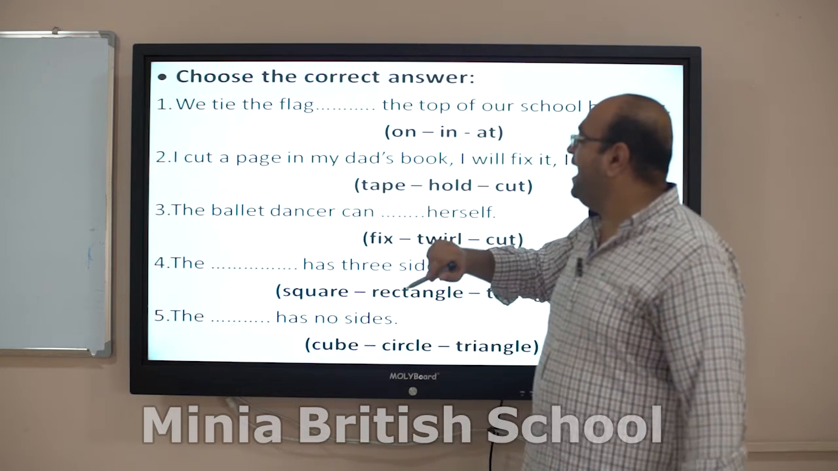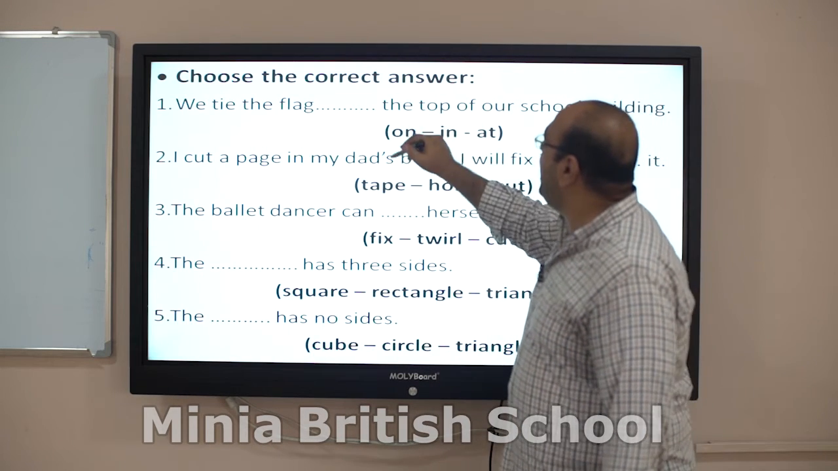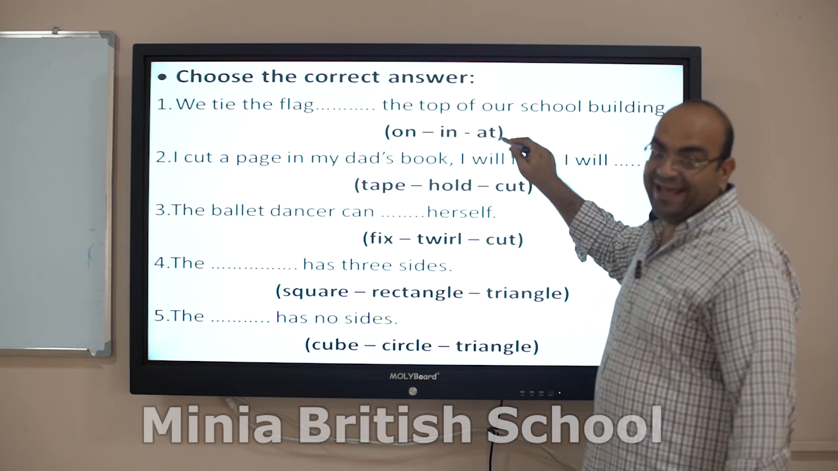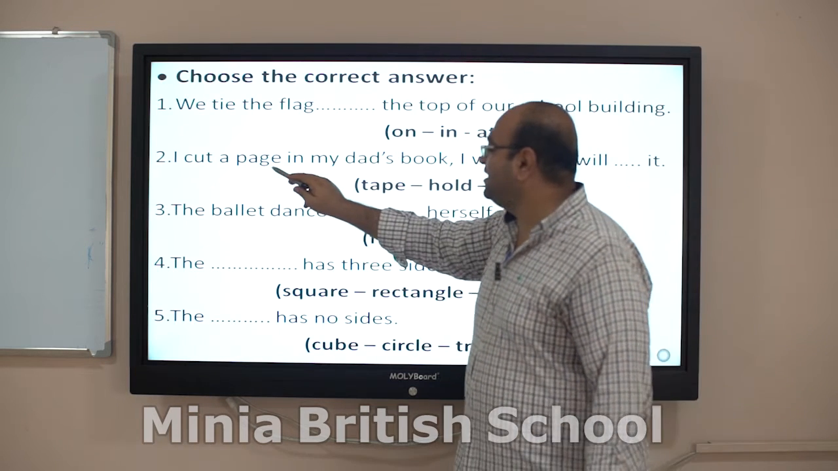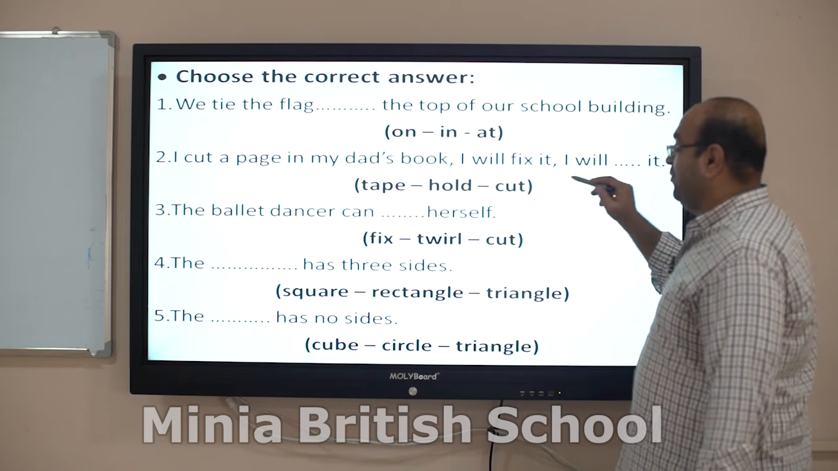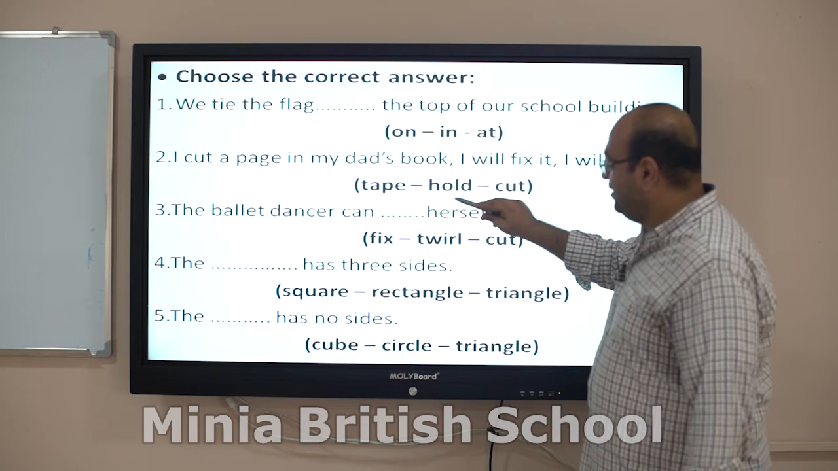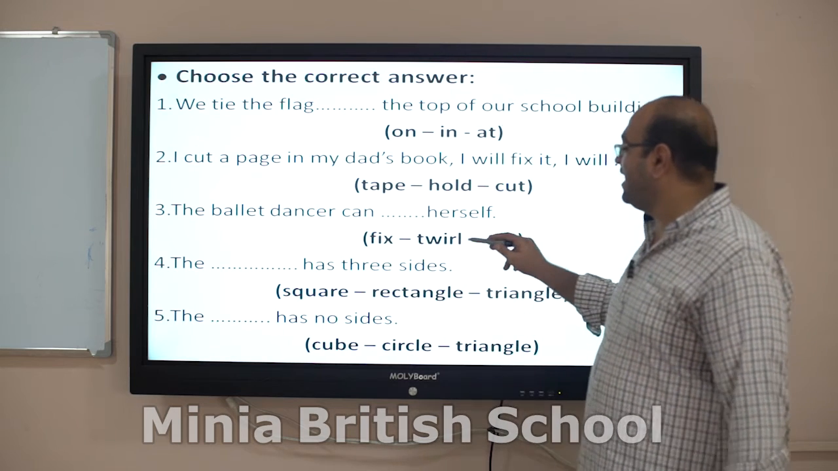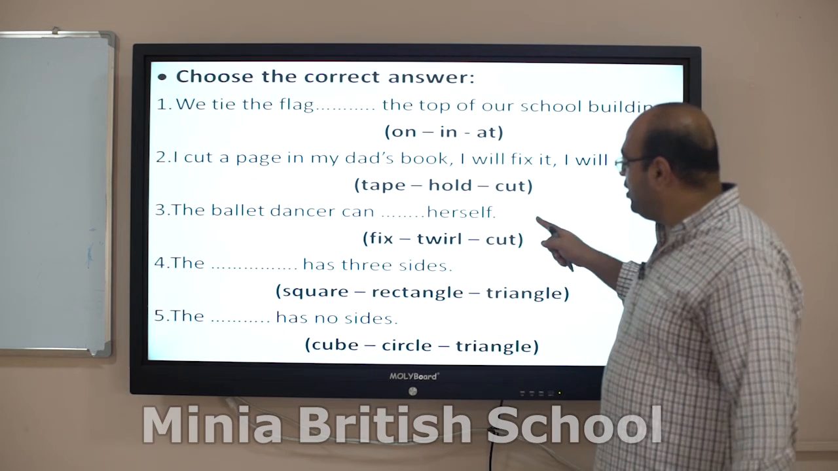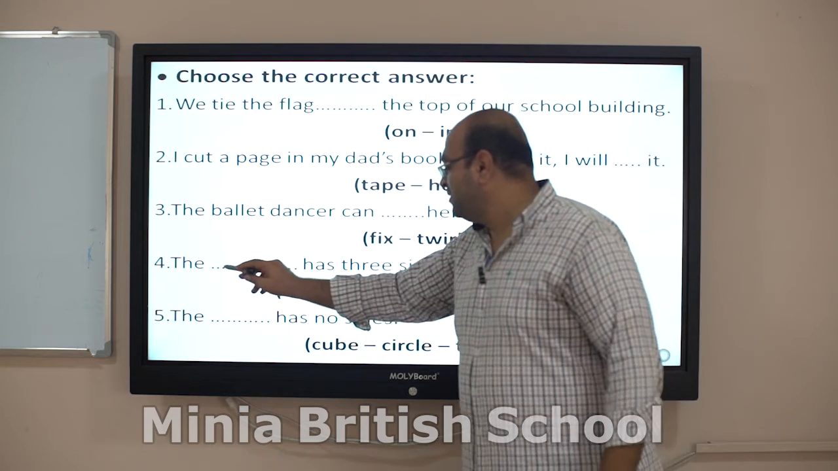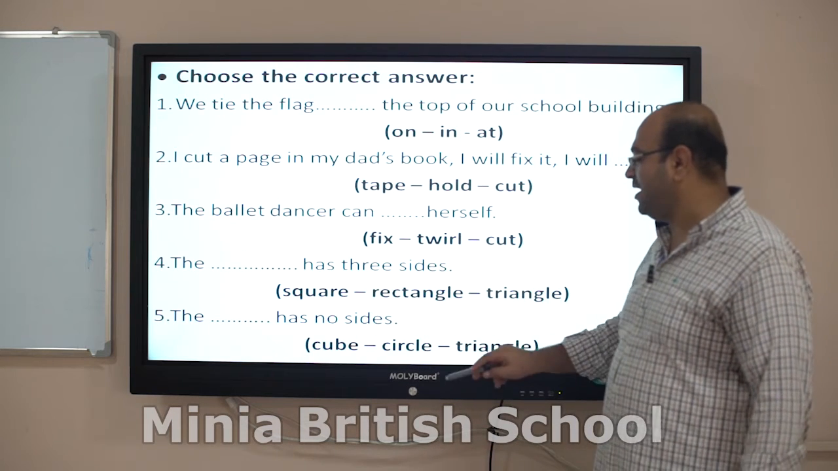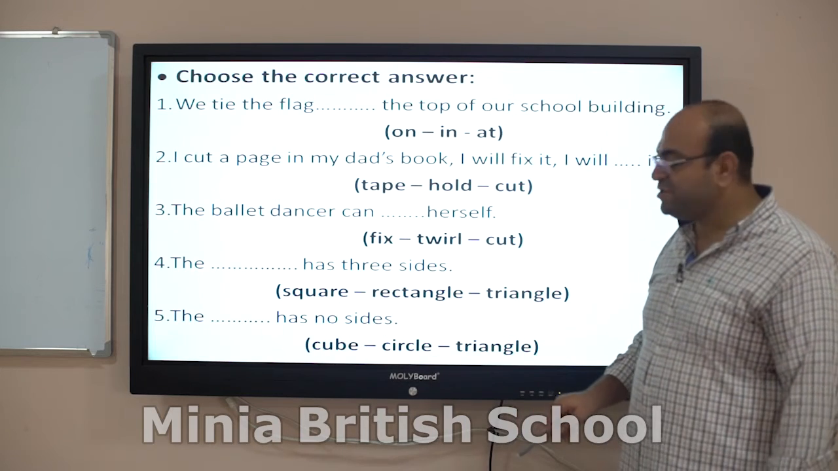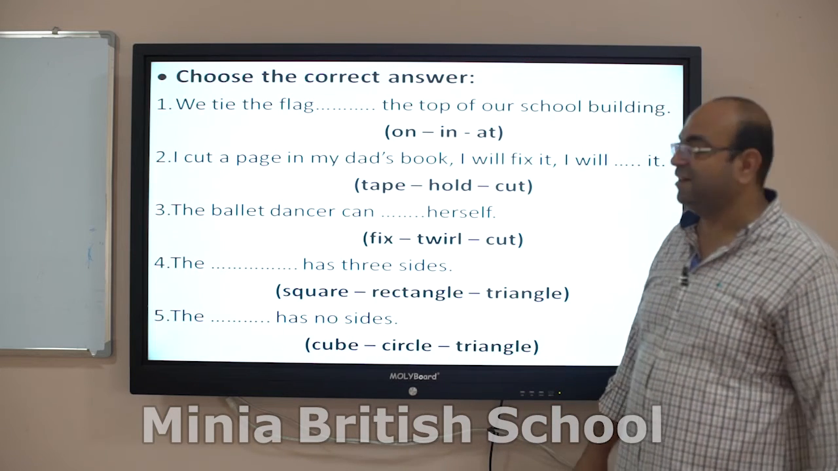We tie the flag, blank, the top of our school building. On, in, at. I cut a page in my dad's book. I will fix it. I will tape, hold, cut. The ballet dancer can fix, twirl, cut herself. The blank has 3 sides: square, triangle, rectangle. The blank has no sides: cube, circle, triangle.